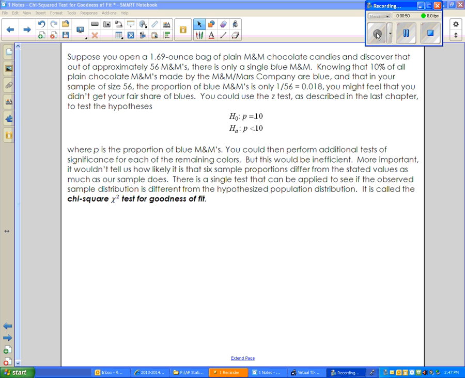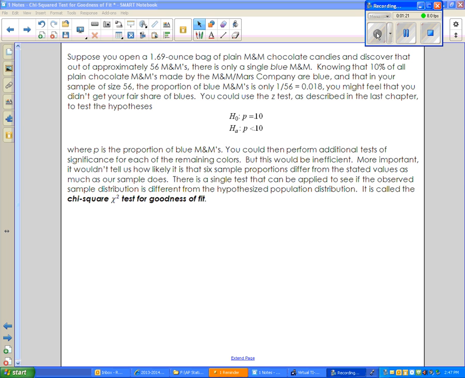So again, suppose you open a 1.69 ounce bag of plain M&M chocolate candies and discover that out of approximately 56 M&Ms, there's only a single blue M&M. Knowing that 10% of all plain chocolate M&Ms made by the company are blue, and your sample size of 56, obviously you think you probably should have more than that. The proportion of blue M&Ms in your sample is only 0.018. That's 1 out of 56. And so you might feel that you didn't get your fair share because there's supposed to be 10% of blue M&Ms in that bag.